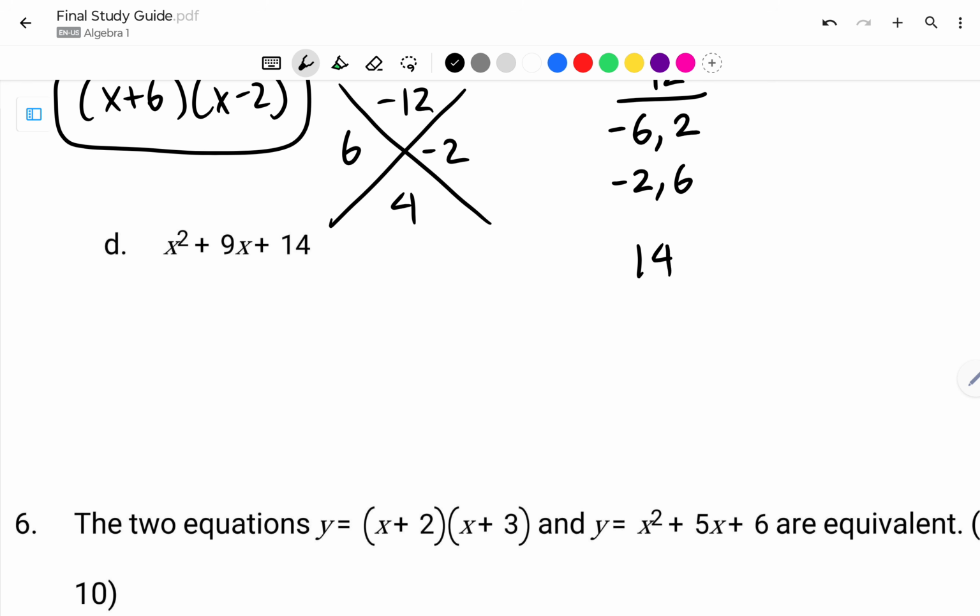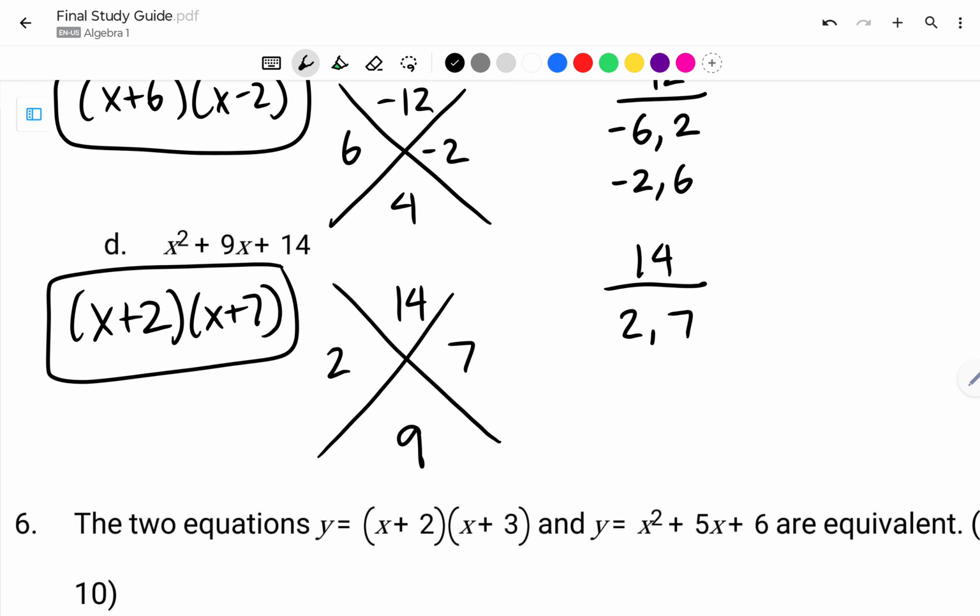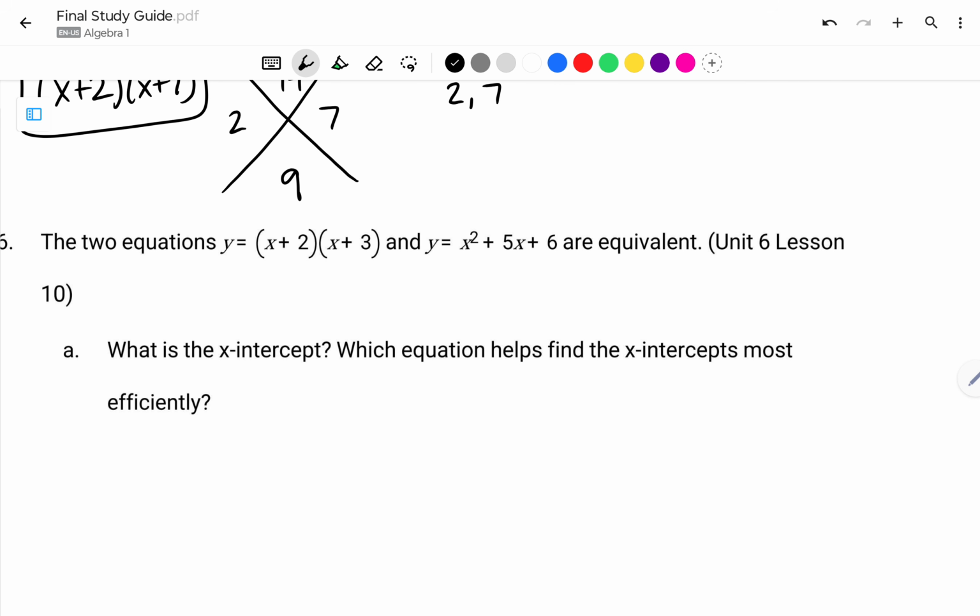Last one, 14 on top, 9 on the bottom. Immediately, I'm thinking 2 and 7. 2 times 7, that's 14. 2 plus 7, that's 9. Okay, cool. Let's keep going.